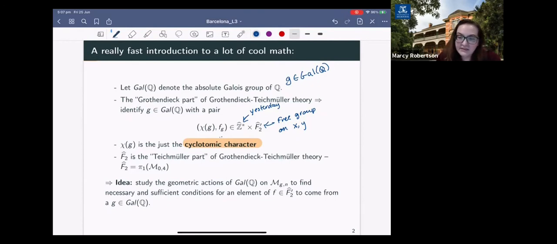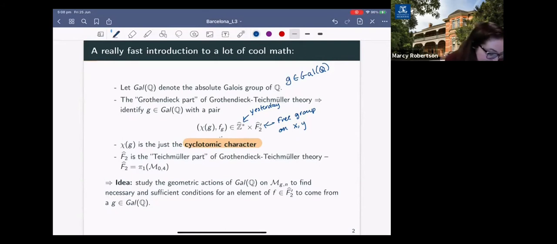All right, so the idea is that since F2, this profinite completion of F2, is the fundamental group of the moduli space, and again, here's one of the things where I'm being a little bit loose, I'll be more specific later, the fundamental group of the moduli space of genus 0 with 4 marked points, you should understand the actions of the absolute Galois group on the moduli space in order to find some sort of necessary and sufficient conditions for this F to have come from G, okay?